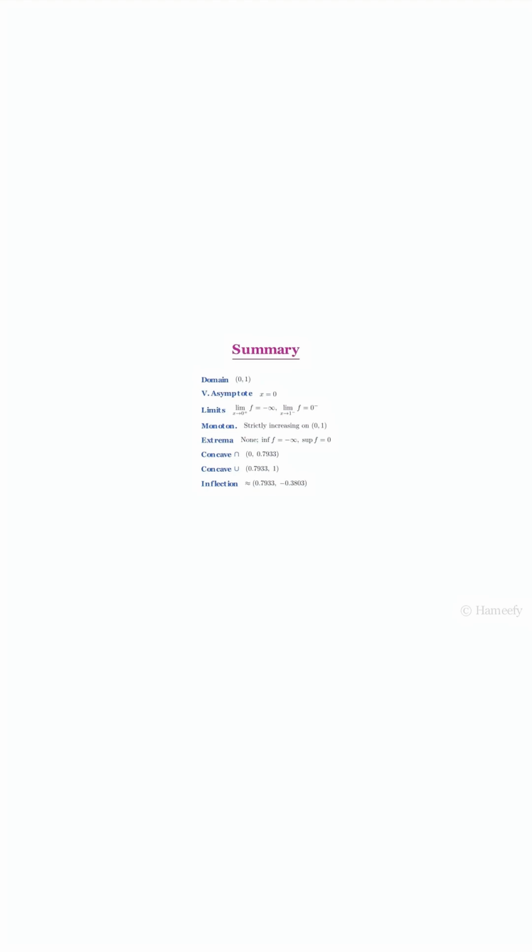It is concave down from 0 to approximately 0.7933, then concave up to 1. The inflection point is at approximately 0.7933, negative 0.3803.